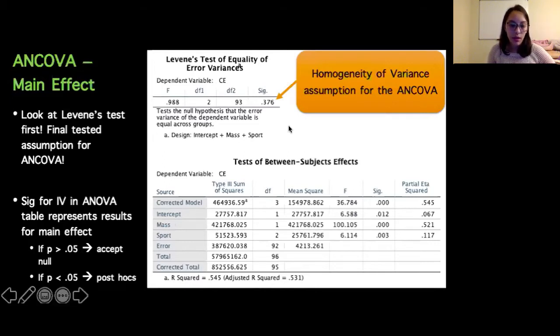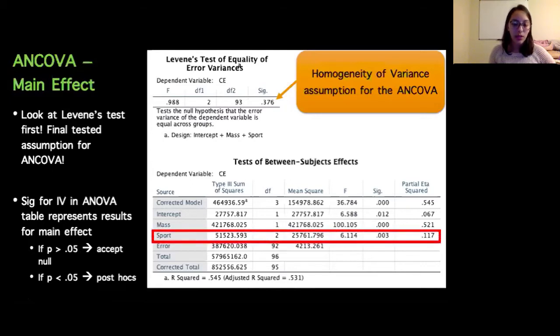But we really don't pay attention to this in the output at all. All you're interested in is this sport row, right? Because that's the independent variable you're trying to see. Does that independent variable have an effect on the dependent variable when we consider the covariate, right?